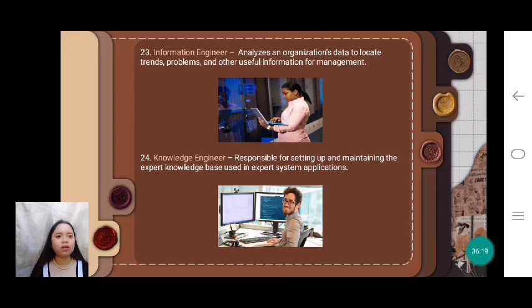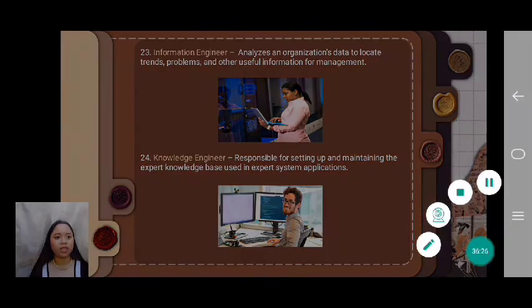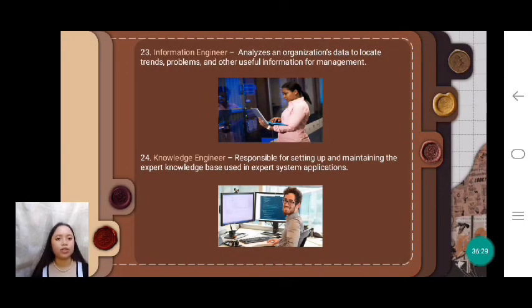Number 24. Knowledge engineer. Responsible for setting up and maintaining the expert knowledge base used in expert system application. So that's the work of the knowledge engineer. They are responsible for setting up and maintaining expert knowledge. And also they are experts in AI, language, and knowledge representation who investigate a particular problem domain.